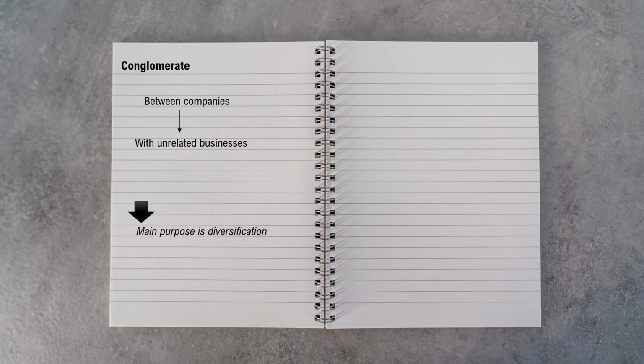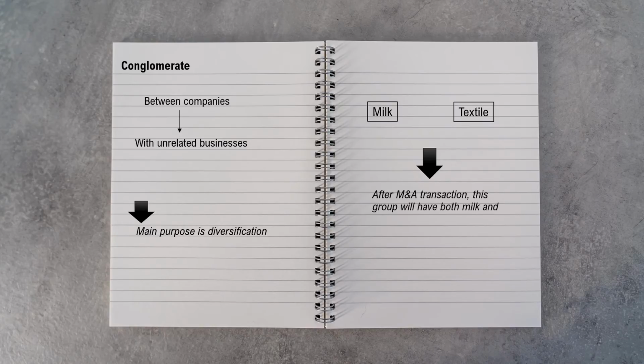And the third type of merger and acquisition transaction is called conglomerate. It is basically between two companies whose businesses are not related in any manner. This type of transaction normally occurs for diversification purposes, like one company is making milk, there's another company which is making clothes. One company acquires another and now they have businesses in milk sector and garment sector as well.